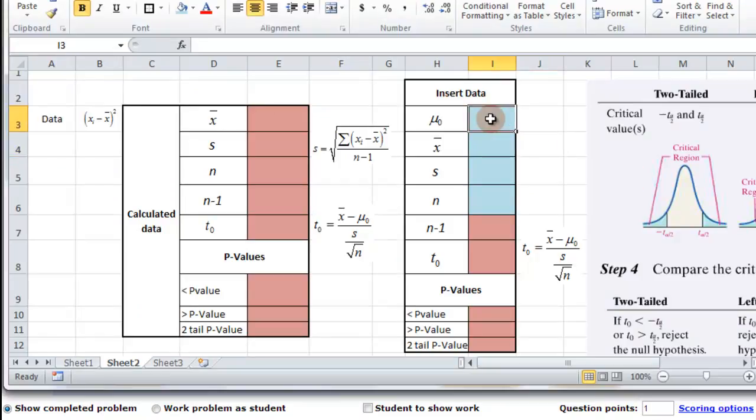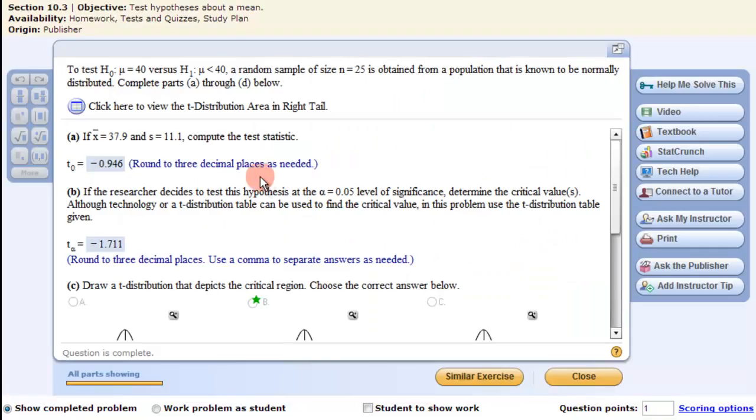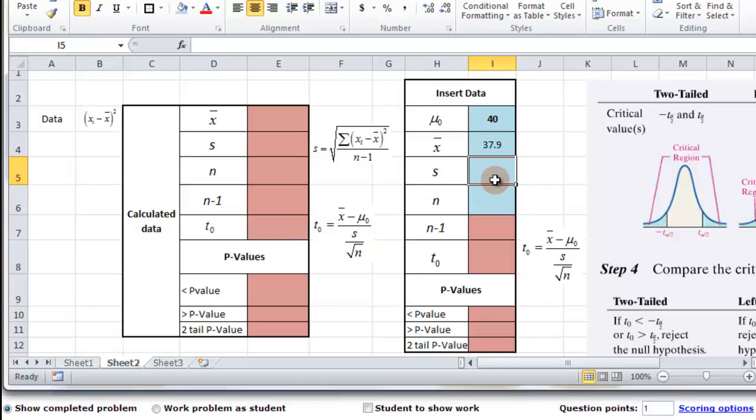So here's my Excel document I have ready. And I have 40 for mu naught. These are my enter cells, so I enter there. 37.9, I think. And then our last one was 11.1. And we have 25. So these are all the numbers that we're going to be inserting, and then the calculations will be done here to figure out these values.